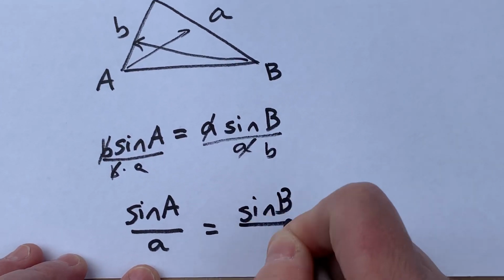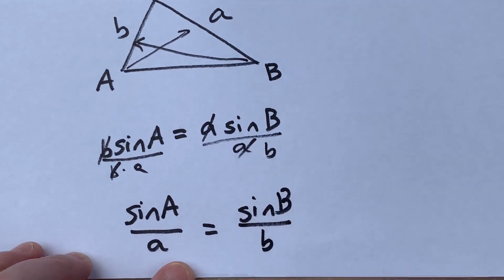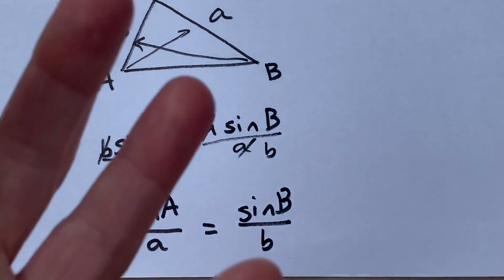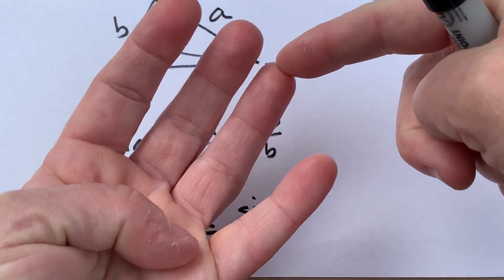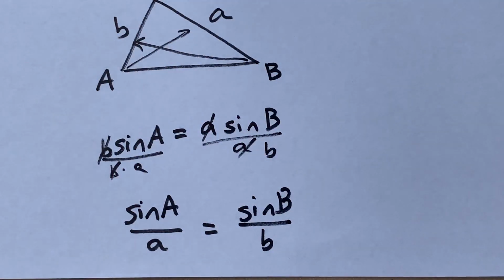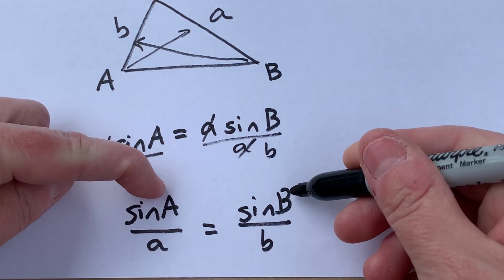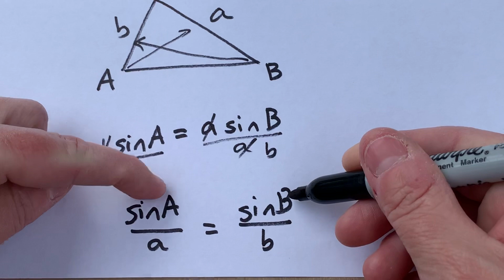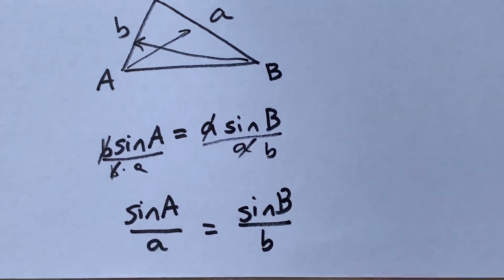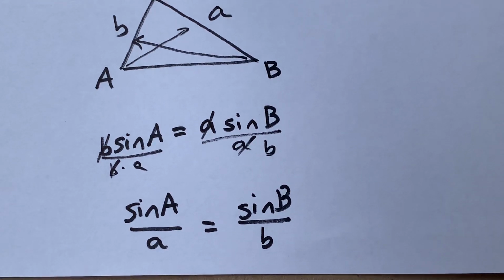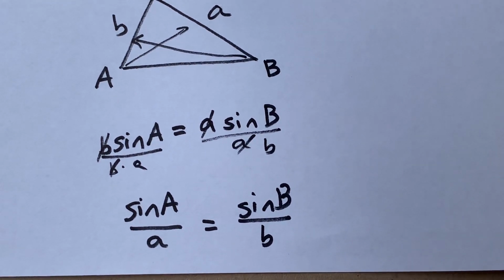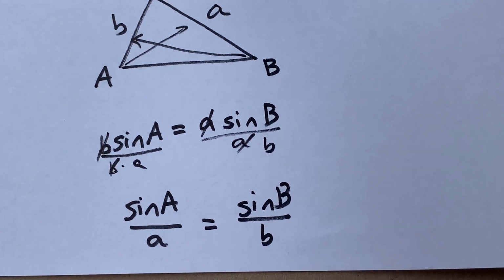This is an equation with 4 variables. And as long as you know 3 of them, you can find the 4th. In this case, we knew angle A, we knew angle B, and we knew one of the sides, and we were looking for the other side. All right, so having said that, sine of A divided by side a is equal to the sine of angle B divided by side b.